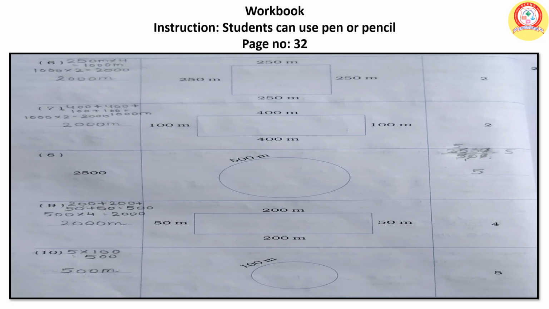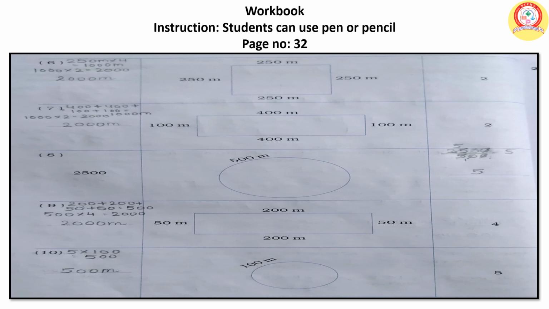So we will multiply the length of the field with the round to complete the run, that is 1000 multiplied by 2, that is 2000 meter. So 2000 meter distance to be completed. Okay, children. Now let's move to question 8.